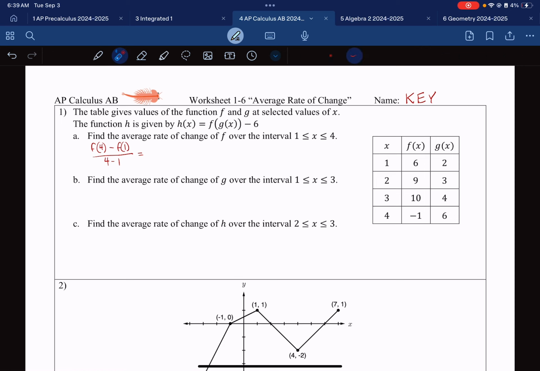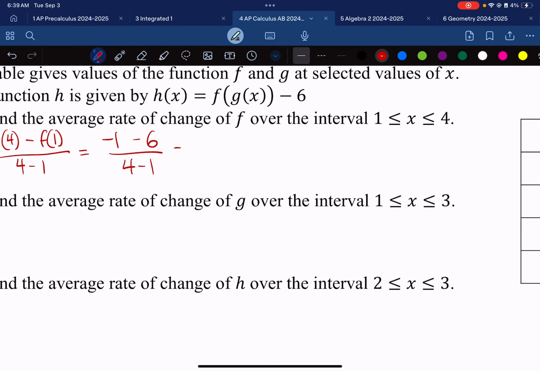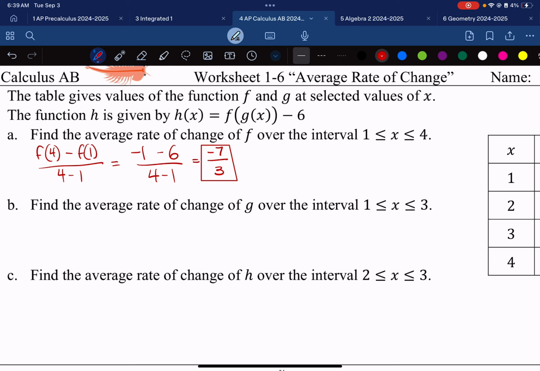To first find f of 4, I come down here, and that's going to be -1. I'm going slow on the first time to make sure people can follow me. So f of 1 is 6, so I can say minus the 6, all over, still the 4 minus 1. Now I can zoom in here, do some math, and say -1 minus 6 is -7. 4 minus 1 is 3, and I have my slope with those 2 points, my average rate of change.